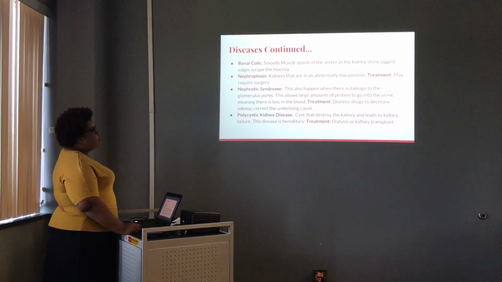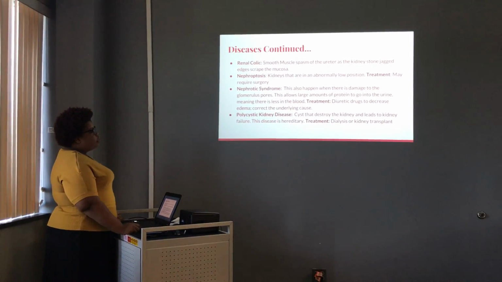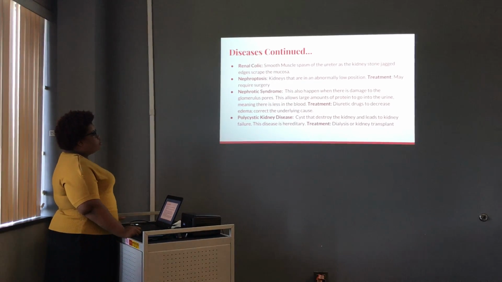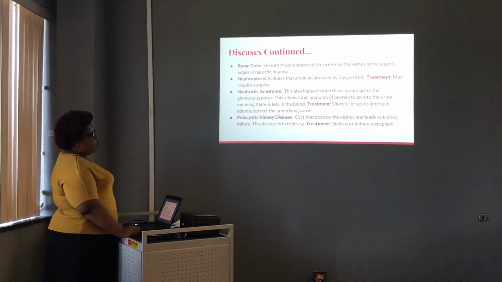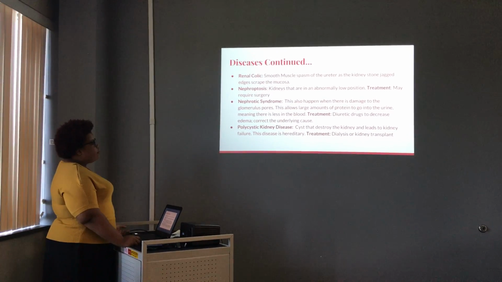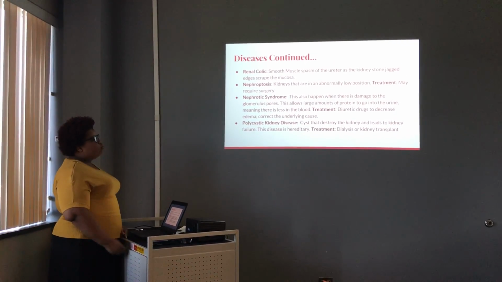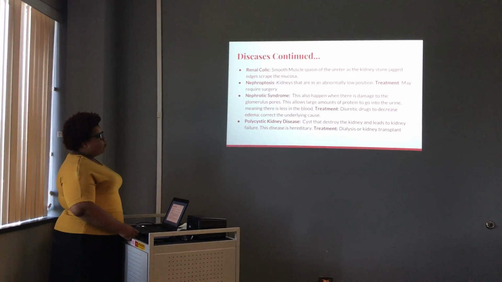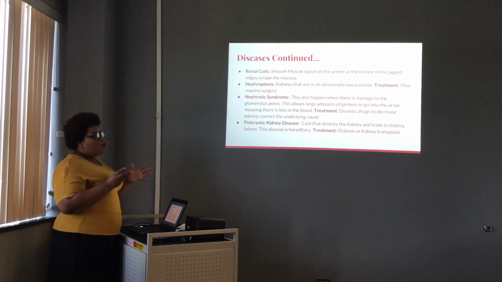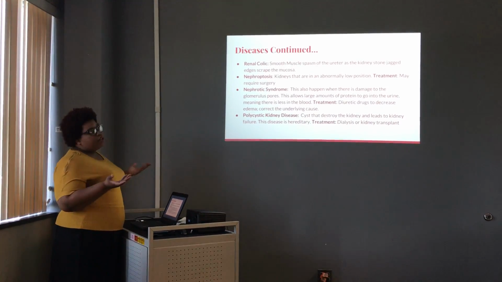Nephrotic syndrome, this can also happen when there's damage to the glomerulus pores. This allows large amounts of protein to go into the urine, meaning there's less in the blood. Treatment for this is diuretic drugs to decrease the edema and correct the underlying cause. Polycystic kidney disease is cysts that destroy the kidney and leads to kidney failure. In this disease, the whole kidney becomes a giant cyst, and the treatment is dialysis or kidney transplant.